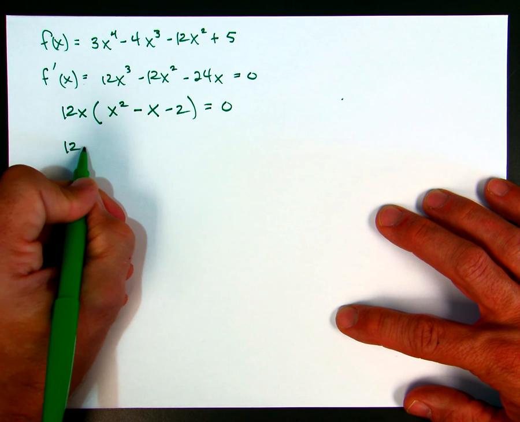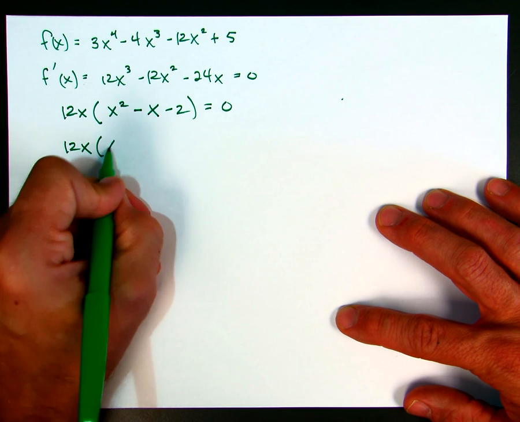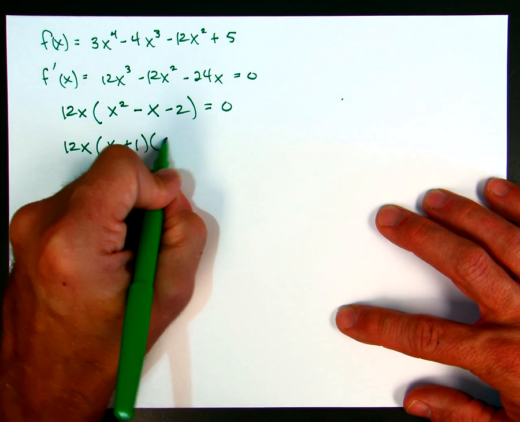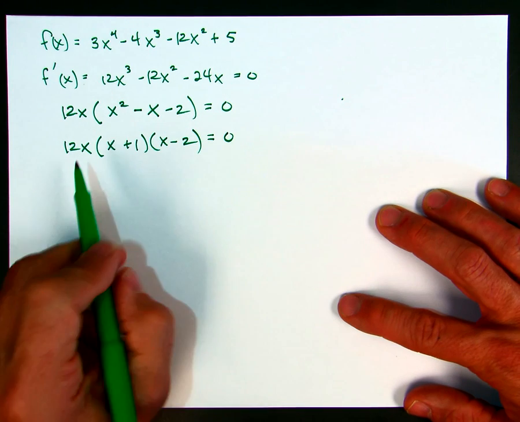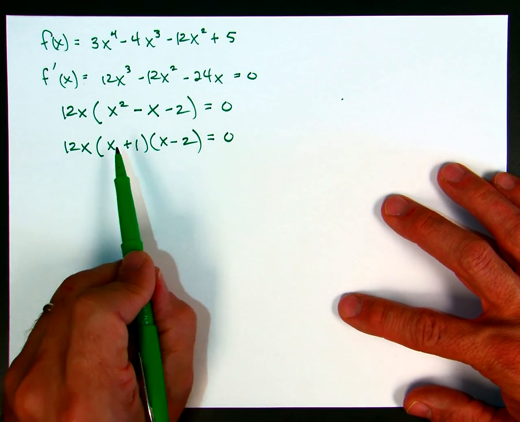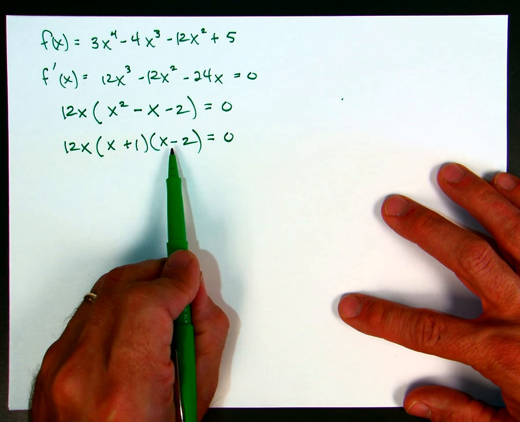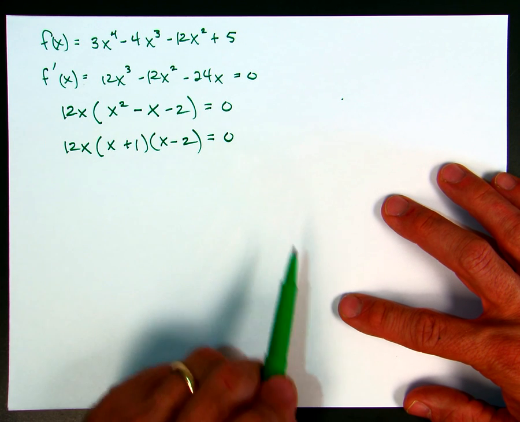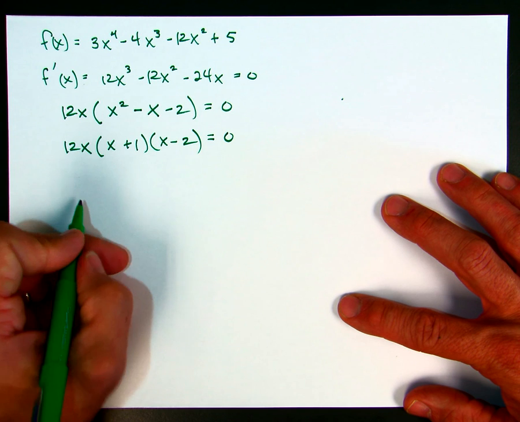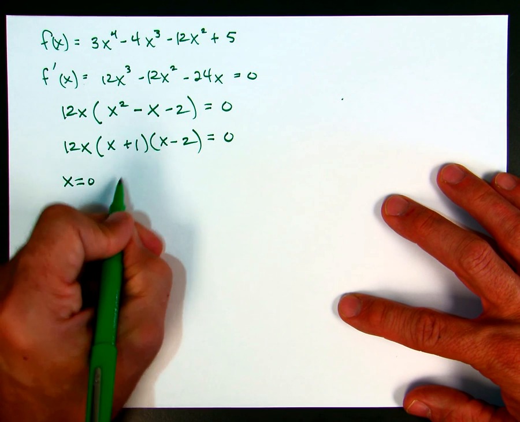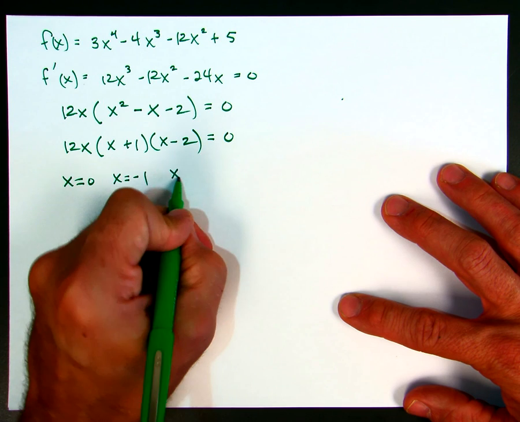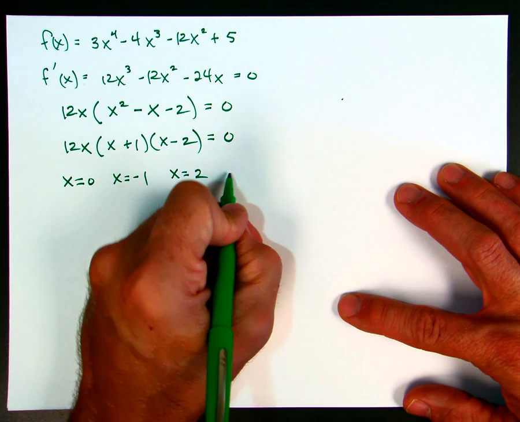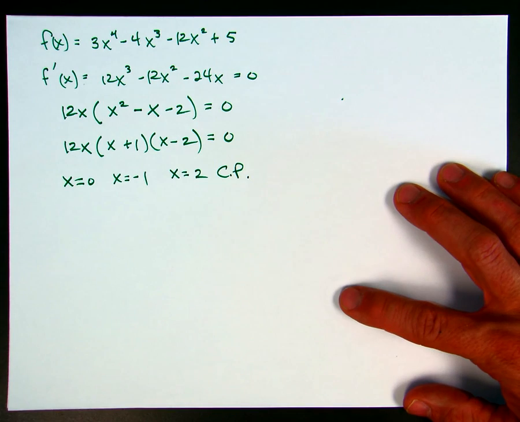I would end up with 12x, and then x plus 1 and x minus 2 should do it for factoring that. So now I'm looking at the product of three things: 12x, x plus 1, and x minus 2. And I want to know for what values of x that product is equal to 0. So clearly if x equals 0 here, the whole thing equals 0. In this case, if x equals -1, the whole thing equals 0, and also if x equals 2, the whole thing is 0. So these are my critical points. The only kind of critical points I have are the ones that make the derivative equal to 0.